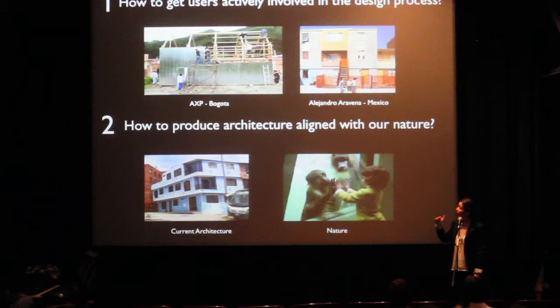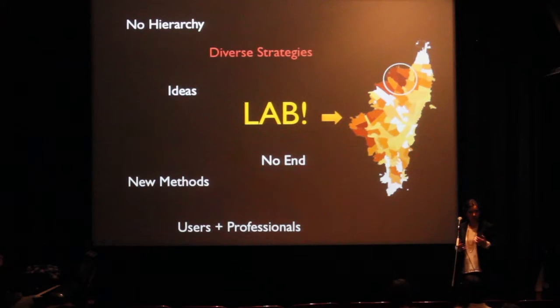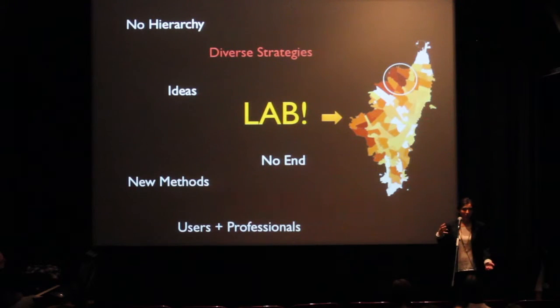The first one, how to get users actively involved in the design process. Some organizations include the community in the construction, but not in the design. And the second question, how to produce architecture aligned with our nature. You know, the human body doesn't have any single straight angle. So I proposed a lab where I tried various strategies, and the idea was to have equal participation for users and architects.